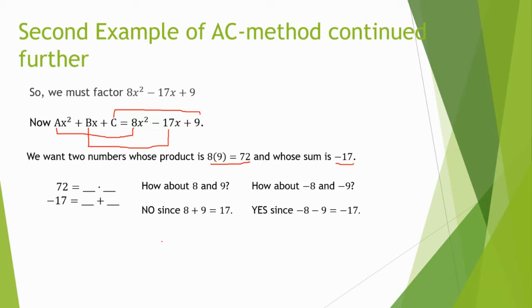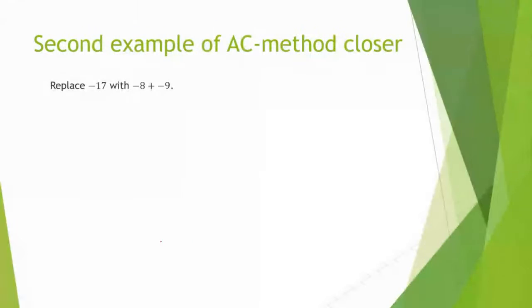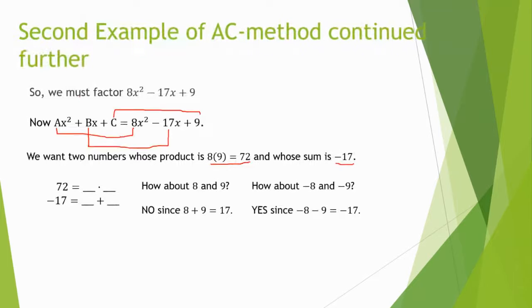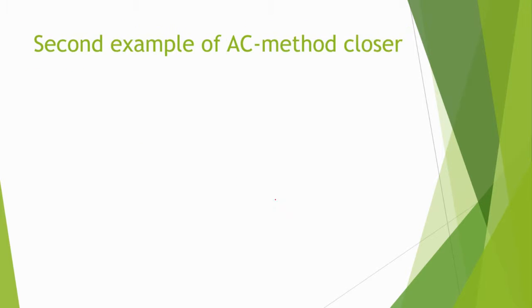So as before, what are we going to do? We're going to replace negative 17 here with negative 8 minus 9. Actually, sorry, negative 8 plus negative 9. I mean, putting in negative 8 minus 9 is not wrong, but when you form the two groups, you could run into trouble, so to say.